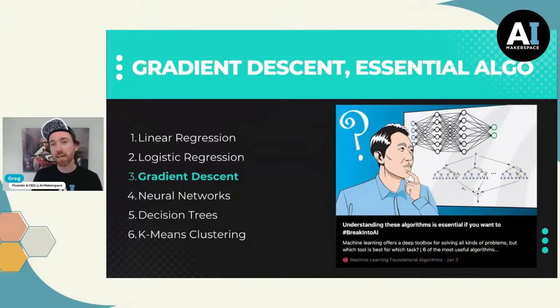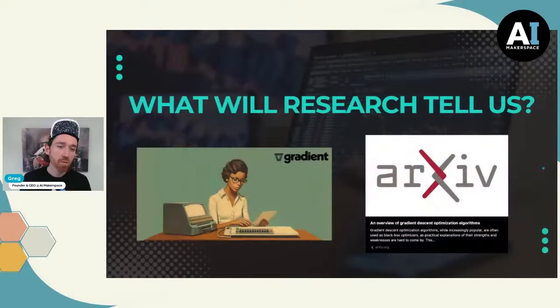So we wanted to find out, by taking a look at this new tool and addressing this age-old problem, what will the research tell us? If we build a RAG system that uses references and is connected to all of the papers that are being written on gradient descent, what will the researchers tell us? Well, we're going to find out today.